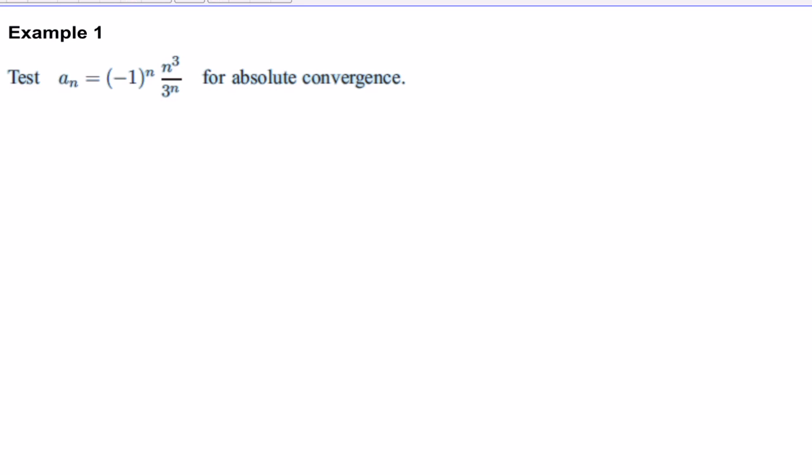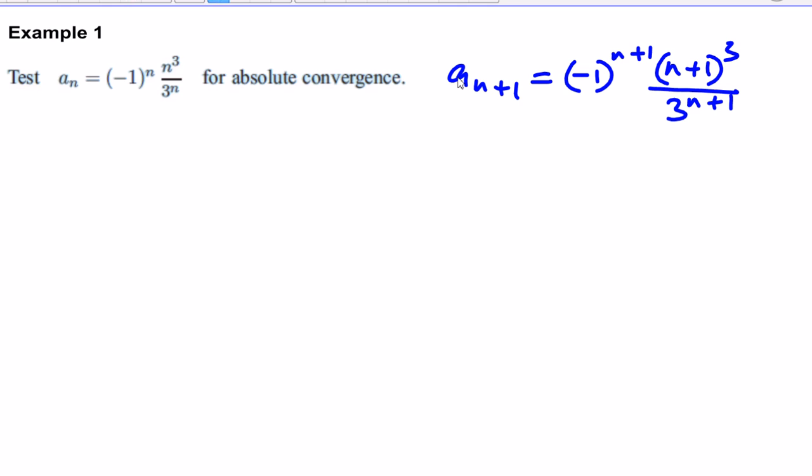So we are going to start working it out. s sub n is given by that, and then s sub n plus 1 will be given by negative 1 to power n plus 1, n plus 1 cubed over 3 to power n plus 1. Okay, so what I need to do is to find the limit as n approaches infinity of the absolute value of s sub n plus 1 over s sub n.